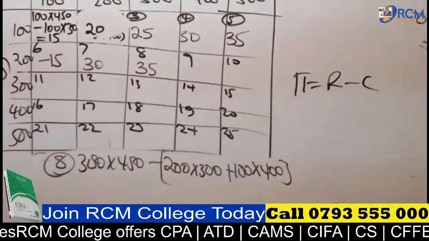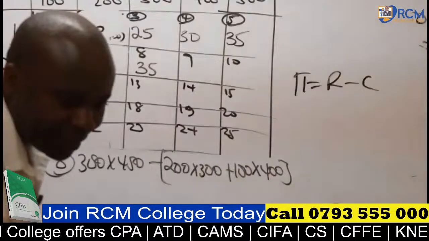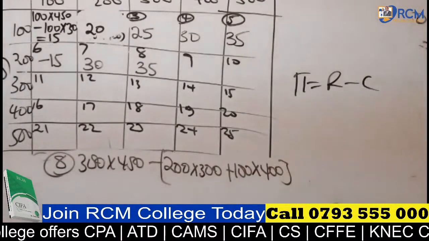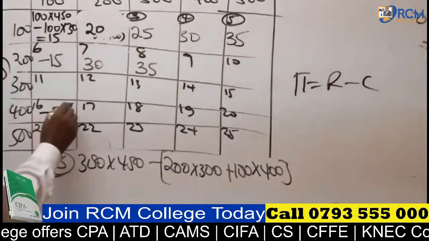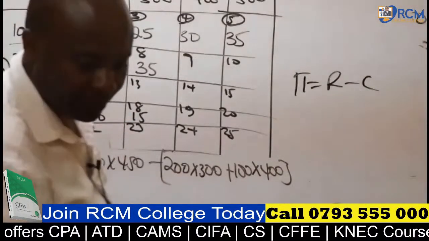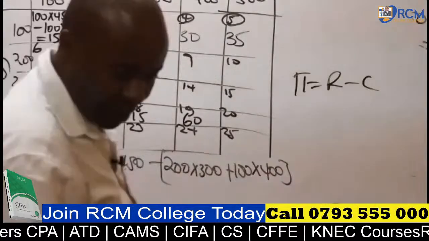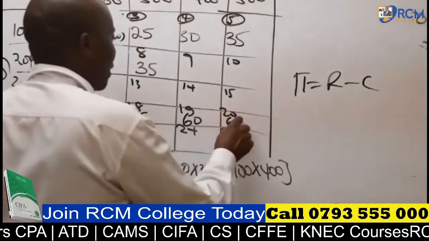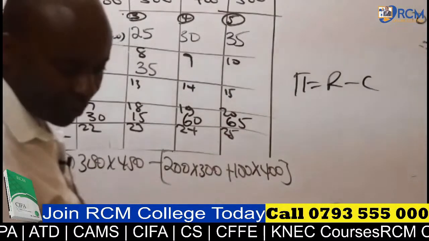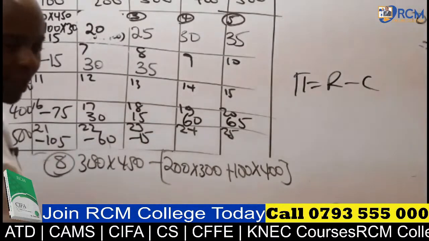So, ladies and gentlemen, the figures that I'm able to see here: Kigunda, from cell number 16, they're telling me it is negative 75, right? 17 is 30, 18 is 15, 19 is 60, cell number 20 is 65, that is Lokai, cell number 21 is negative 105, cell number 22 is negative 60, negative 15, and then cell 23 and cell 24.